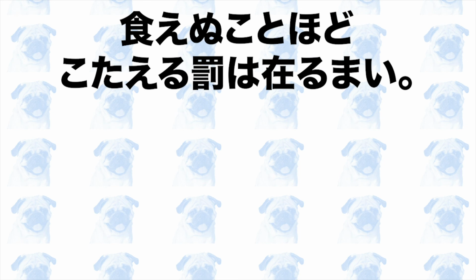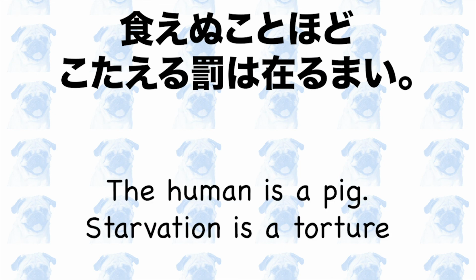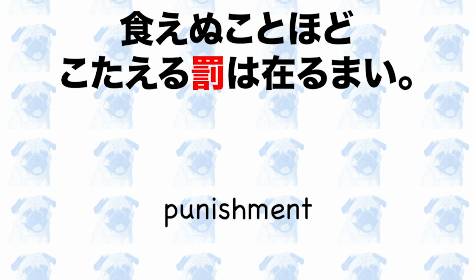Then the final sentence shows the cat's reasoning for the choice of death. The human is a pig, so starvation will be the best torture. The word batsu implies that the cat wants to kill the human as a punishment, presumably for the inhumane treatment.